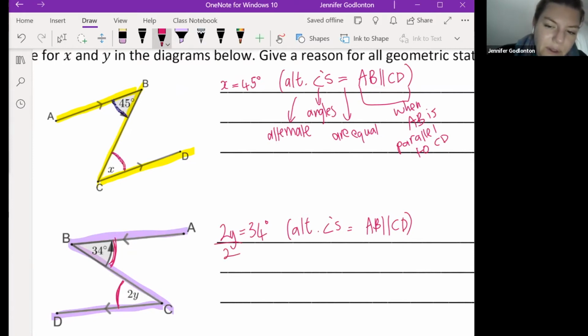I'm going to divide both by 2. And so y is equal to 17 degrees.